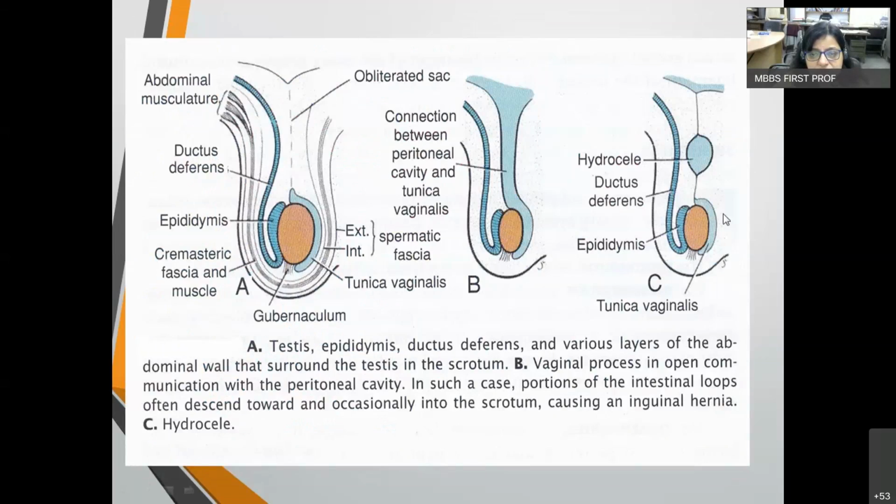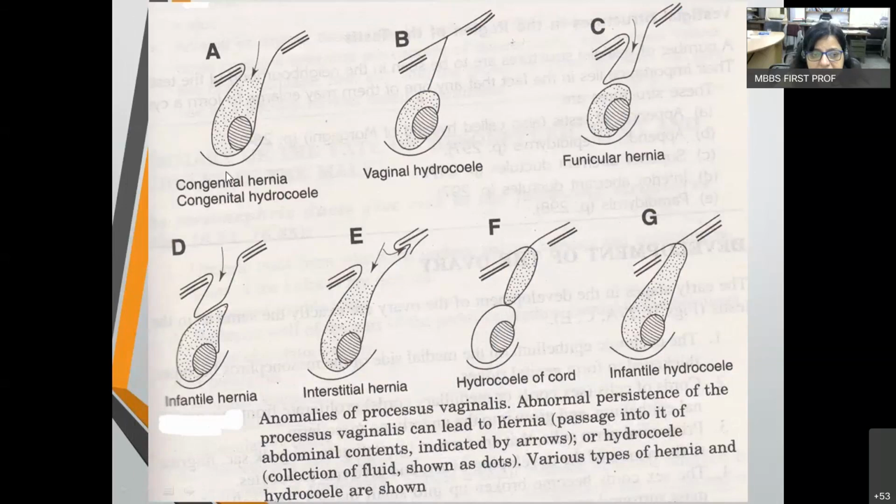This is when the hydrocele is there. These are some of the anomalies of the processus vaginalis. There is congenital hernia. Hydrocele is a collection of fluid, a cyst-like structure. Vaginal hydrocele may be there. Funicular hernia may be there. Infantile, various types are there. I'll not go into the details.